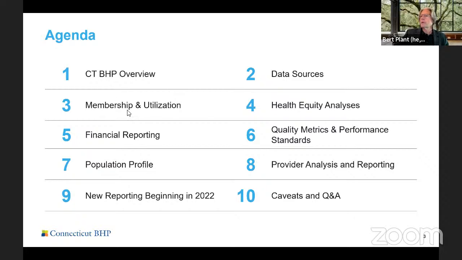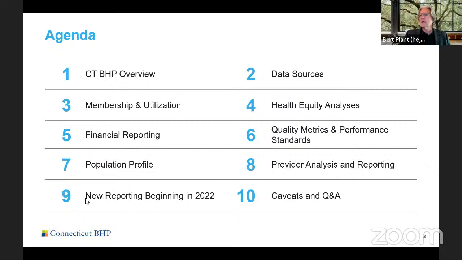And so we'll be looking at some of the membership and utilization reporting, some of our health equity analyses, the financial reporting that we do, our quality metrics and performance standards. I'll show a little bit of a static view of our population profile, which really helps us do population health analyses. We have some provider analysis and reporting programs. I'll explain what those are and the kind of rich data that we're sharing with providers to improve care.